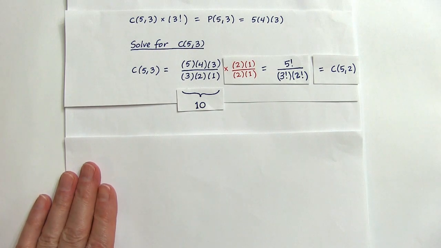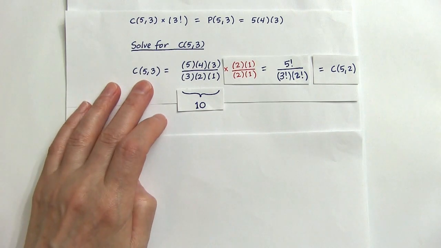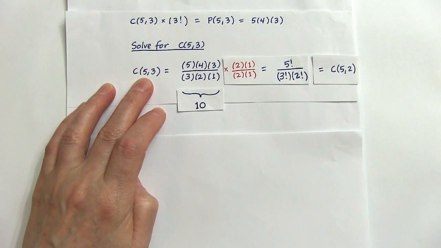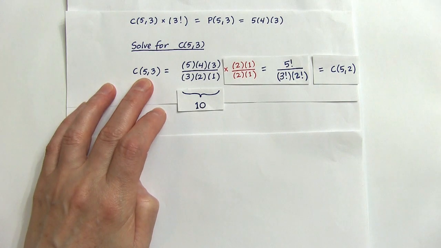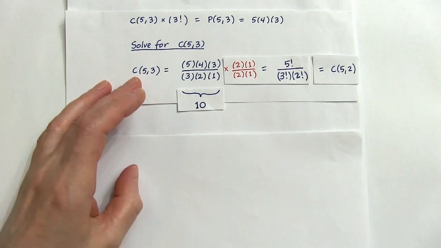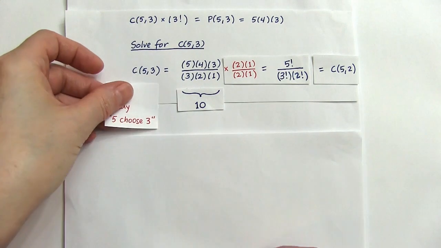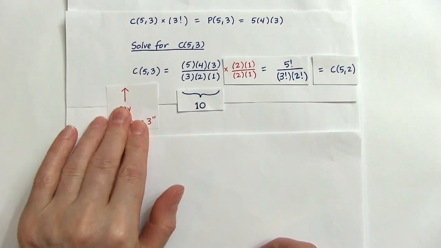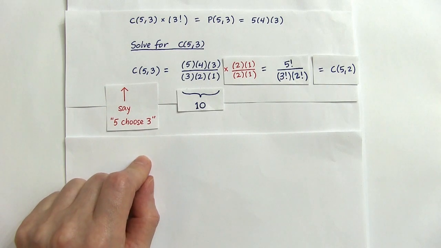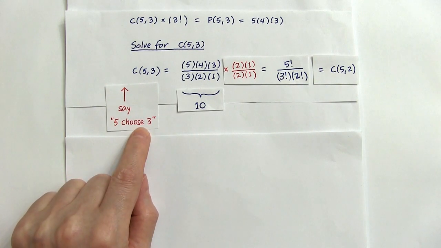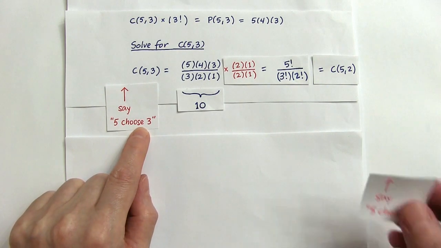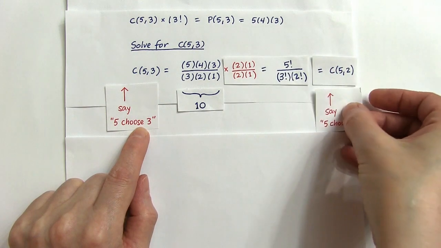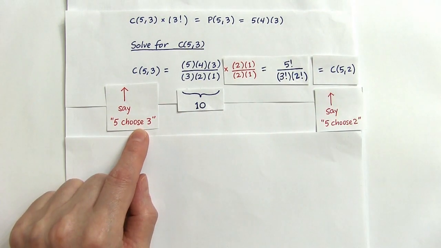Now, one more thing. You may think, oh, we're getting tired of saying the number of combinations of 5 distinct elements taken 3 at a time. So it's a very common terminology. We can say 5 choose 3 for short, or this is 5 choose 2.